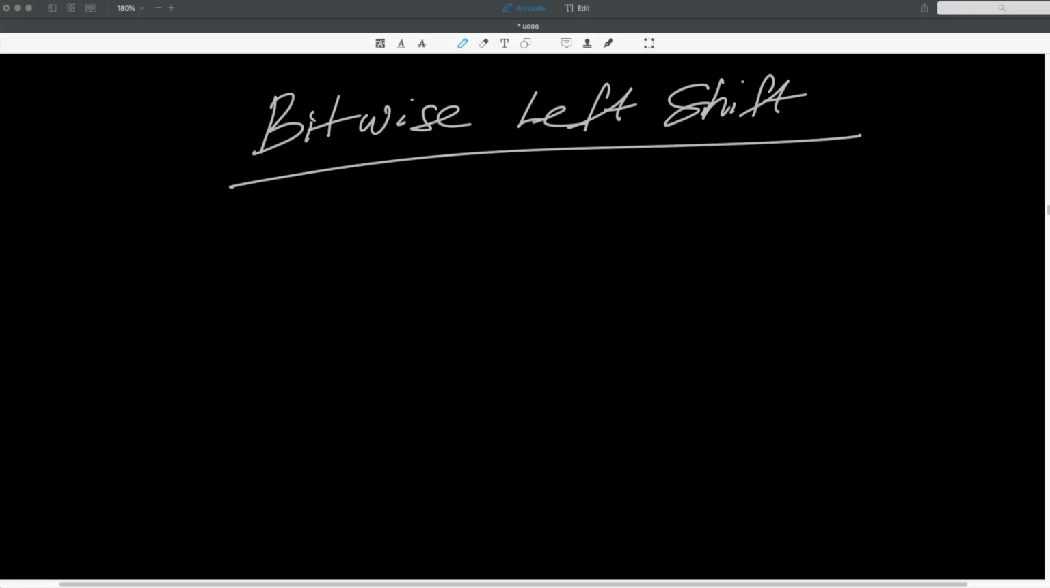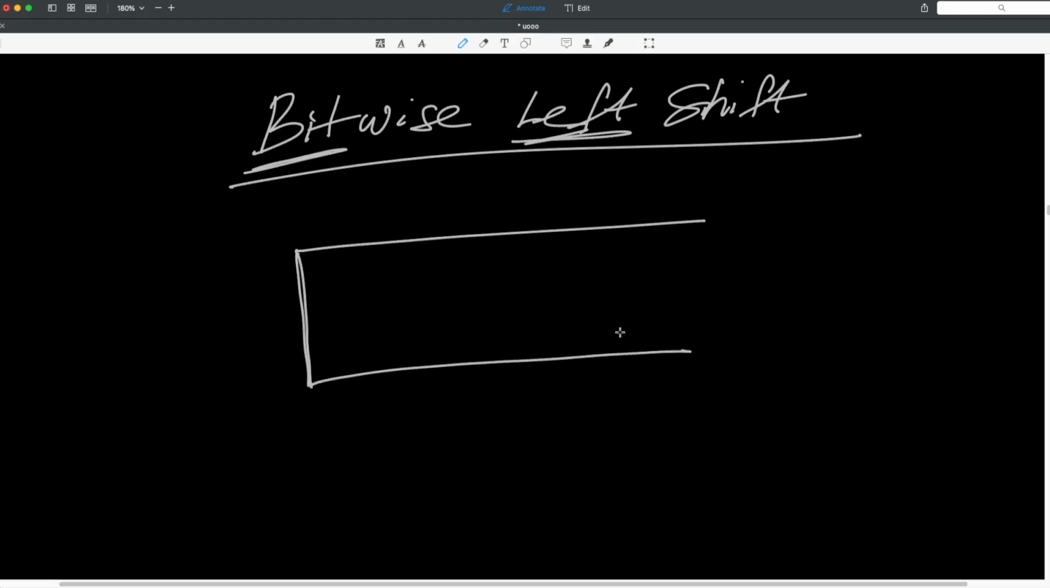In this class, I want you to look at bitwise left shift. Bitwise, talking about bit, that is binary, left, then shift. Now, look at this. This is a box. In this box, you always save your binary numbers. And currently, these are the numbers you have: 1 0 1 1 0.